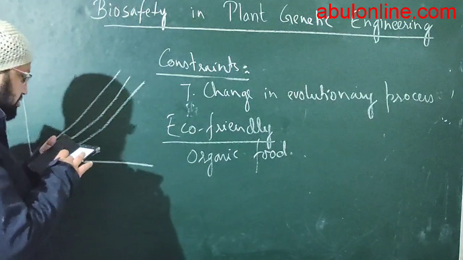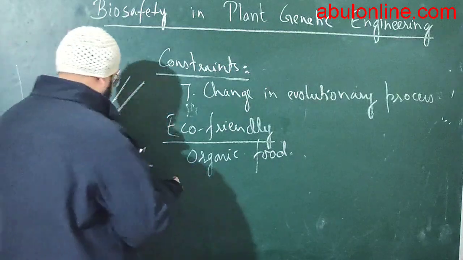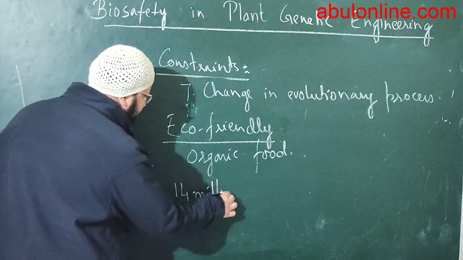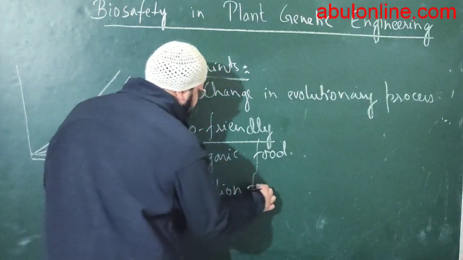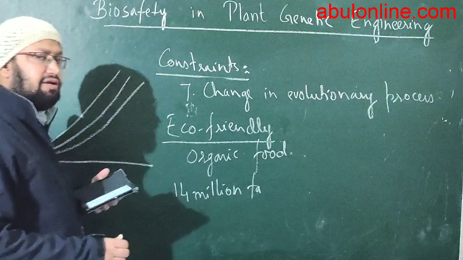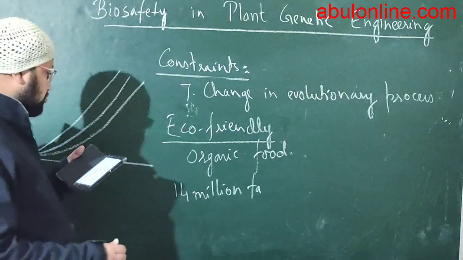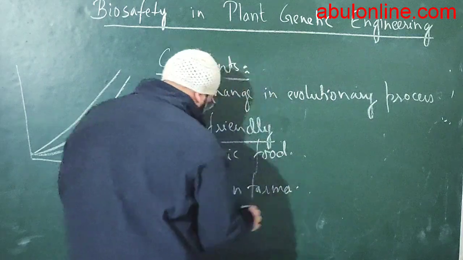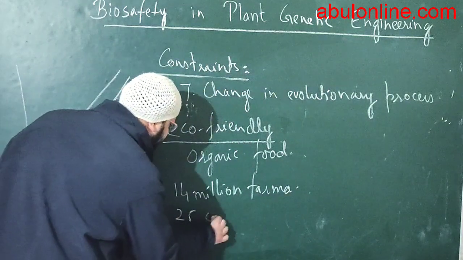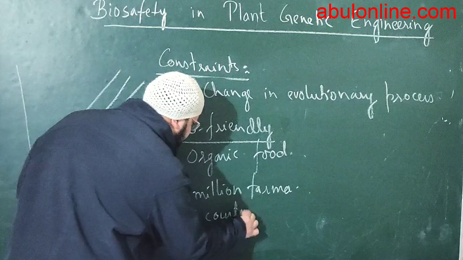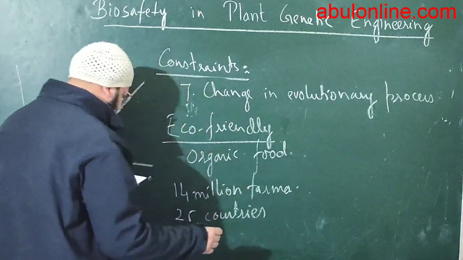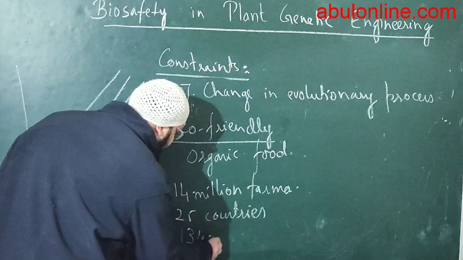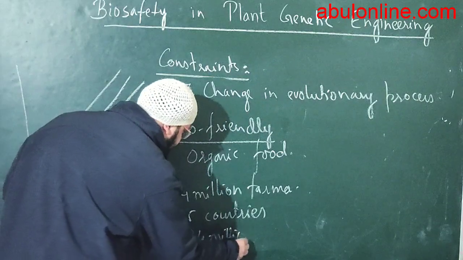For example, in 2009, a record 14 million farmers cultivated GM crops like BT cotton, soybean, and transgenic potatoes and tomatoes. Those 14 million farmers were from 25 countries, and they cultivated 134 million hectares of land.